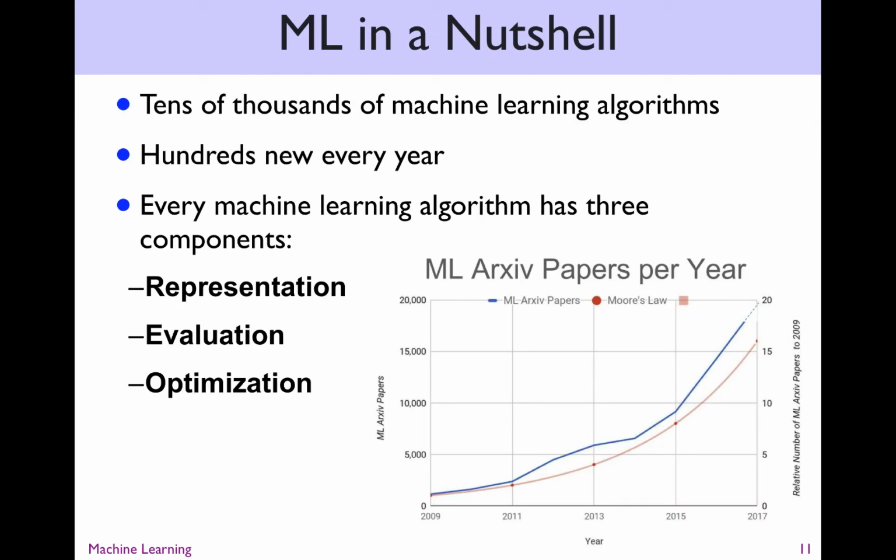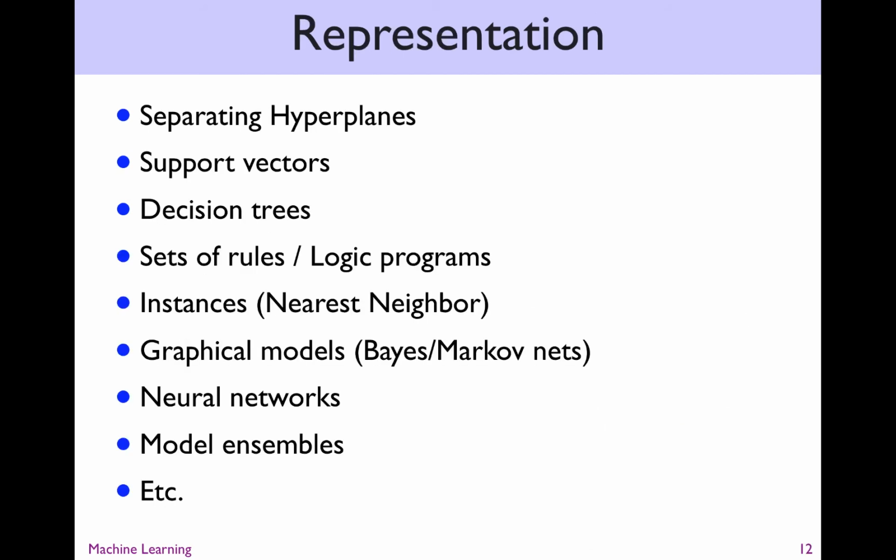Now, there are thousands of machine learning algorithms published every single year, but every machine learning algorithm always has three components. That is representation, evaluation, and optimization. Representation. There are different ways to represent a concept, like separating hyperplanes or graphical models or neural networks. We'll cover those things later. Don't worry if you haven't heard of those terms.